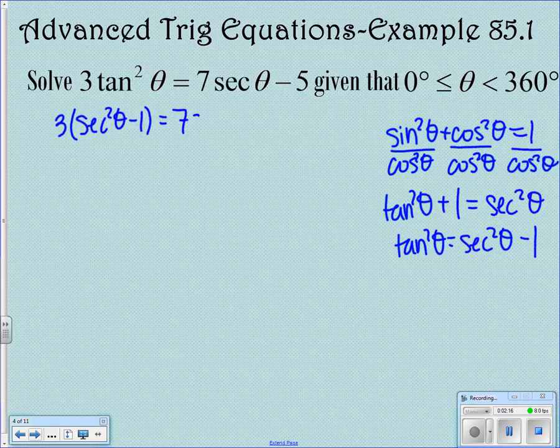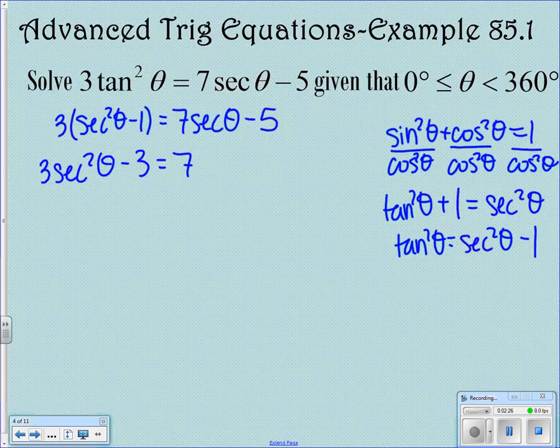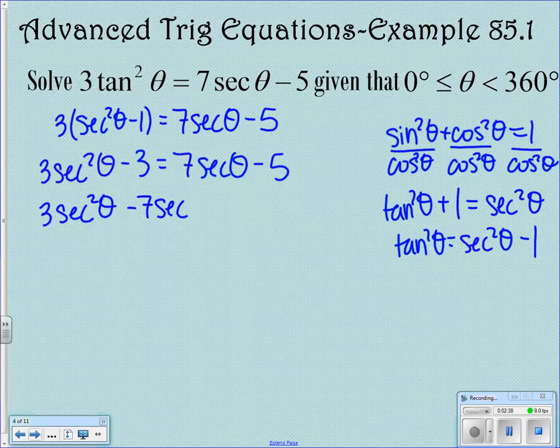Then we have 7 secant of theta minus 5. Now if we distribute, we have 3 secant squared theta minus 3, and then 7 secant of theta minus 5. Now that we have it with secant squared and secant, we want to set it equal to 0 so we can factor. So we have 3 secant squared theta minus 7 secant of theta, and then plus 2 equals 0.